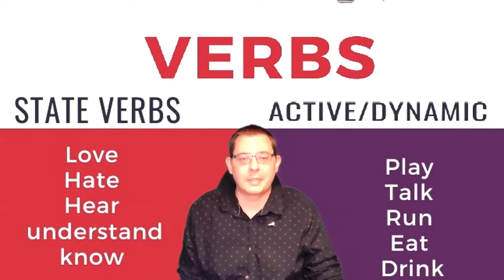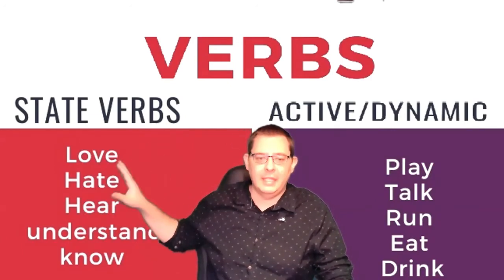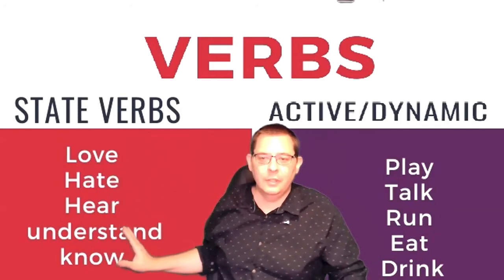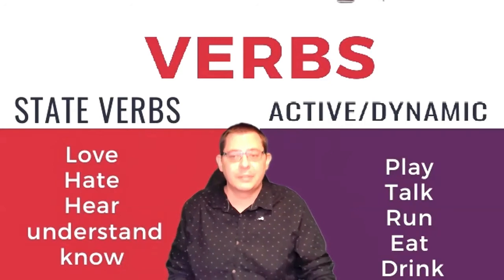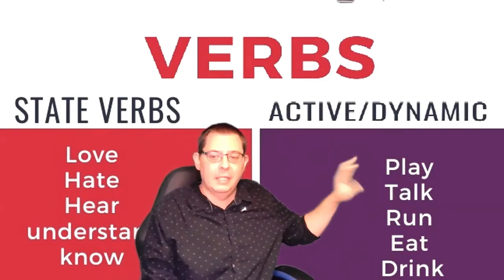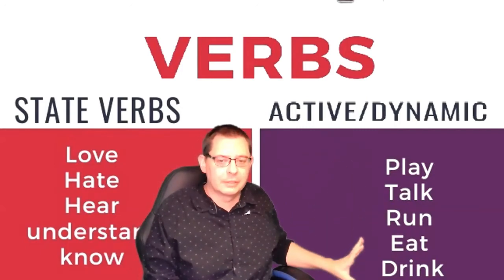Let's have a look at some examples of some state verbs. We have love, hate, hear, understand, and know. We also have some simple active or dynamic verbs such as play, talk, run, eat, and drink.